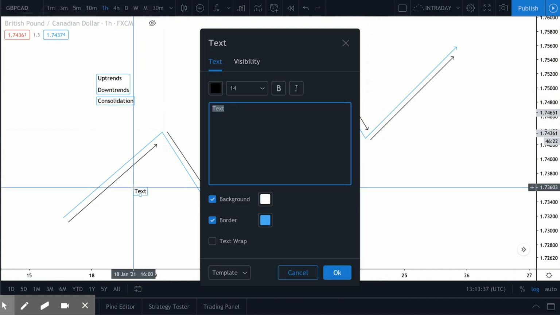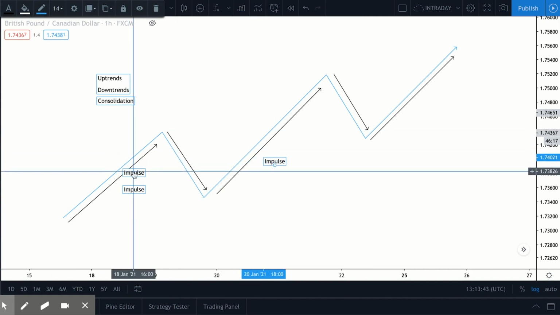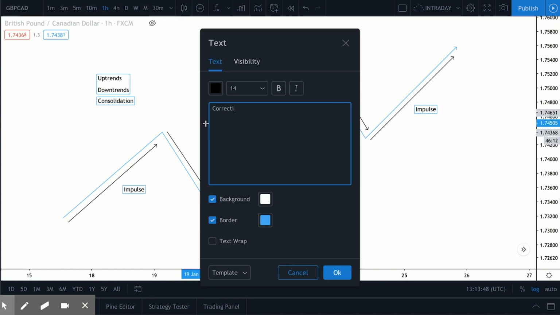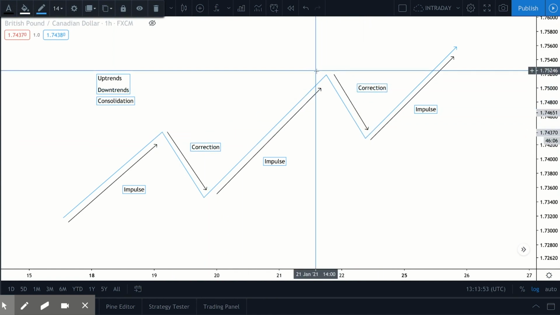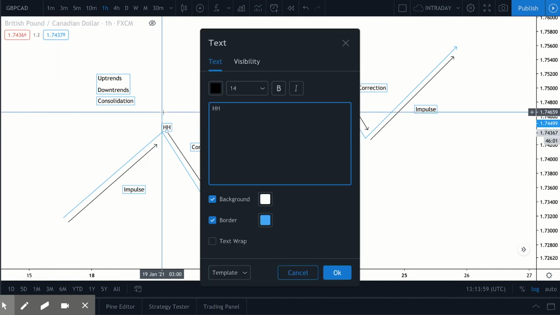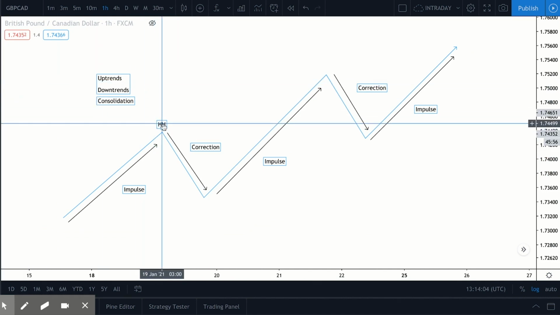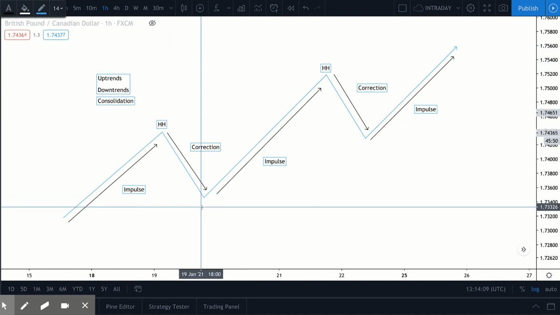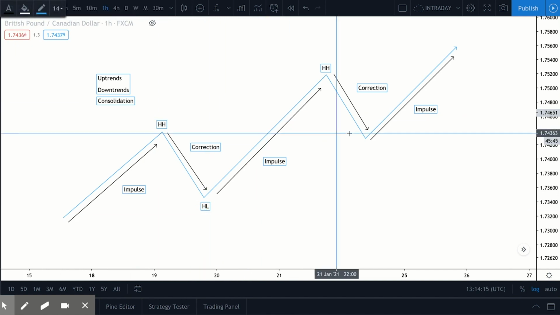So we have our impulses. We have our corrections. Plotting this all out for you. And then the final thing I said was that we have highs and lows. Now, the highs and lows in the market form between the impulse and corrective moves. We have higher highs, higher lows in an uptrend, and we have lower lows and lower highs in a downtrend. So we're just going to focus on this uptrend example for now.